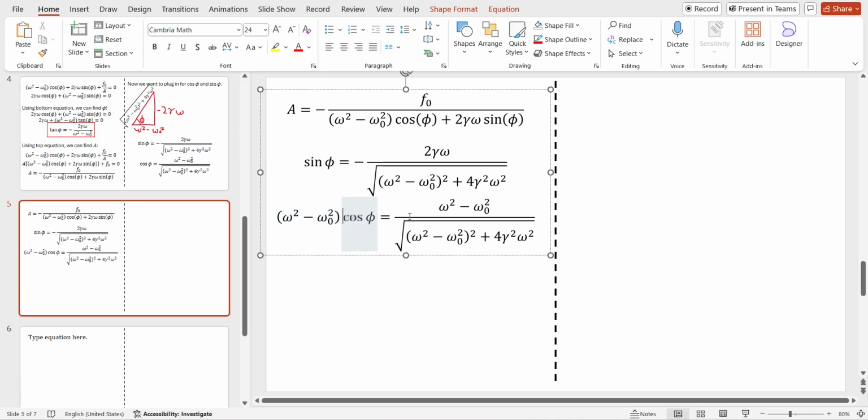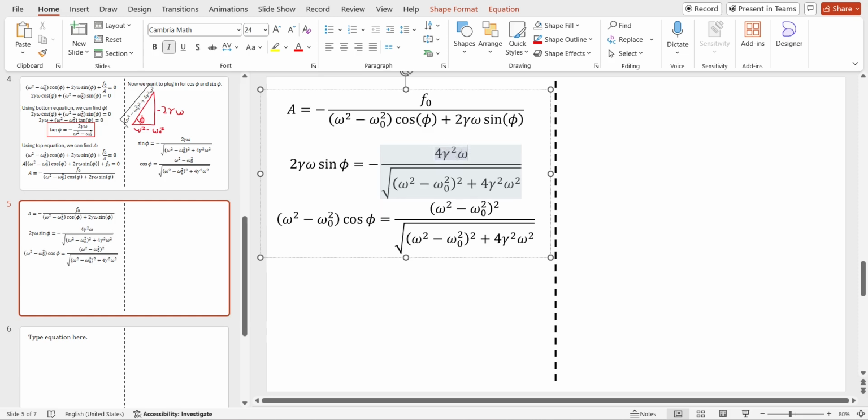And if I multiply the cosine that we found earlier by omega squared minus omega naught squared, it just squares the numerator basically, because that's exactly what the numerator already was. And down there, for the sine, I do the same thing. If I do 2 gamma omega times sine, which is what shows up in the denominator of A, then that's just going to square the numerator of this expression here. Yeah. So there we have the expressions for those two terms.